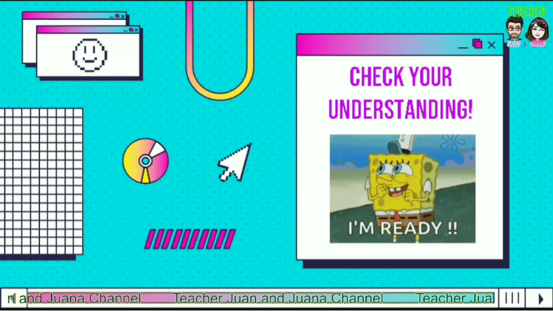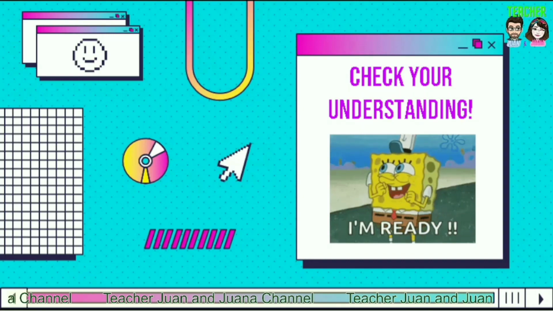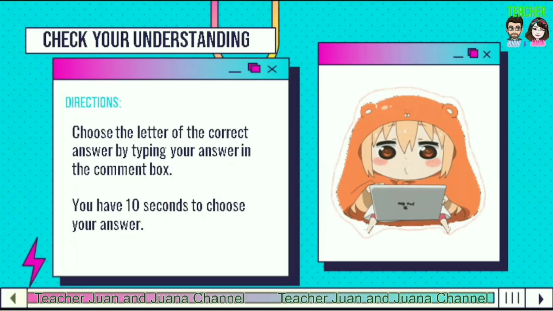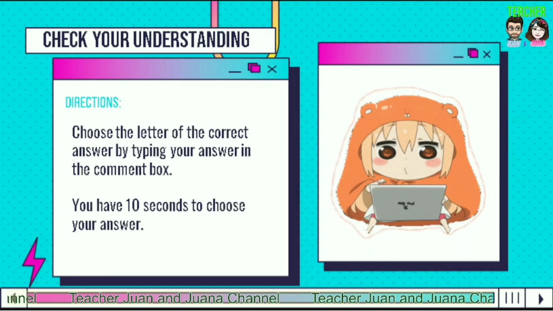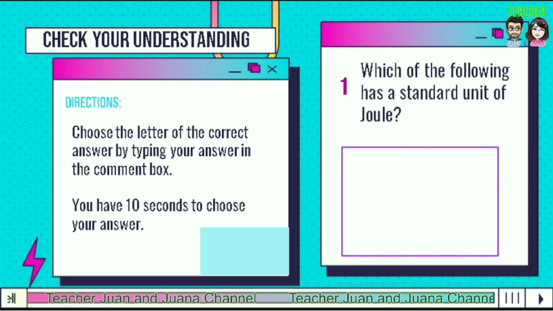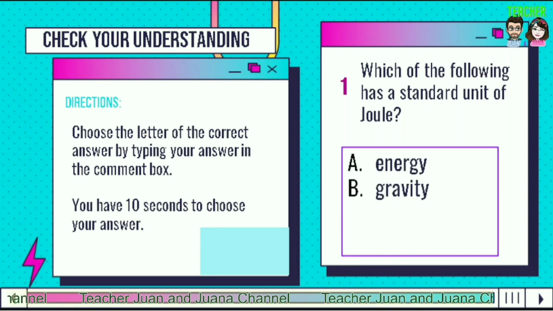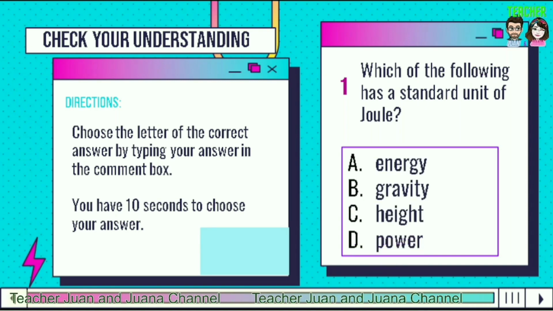Let us check your understanding. Are you ready? Alright. You are going to choose the letter of the correct answer. Type your answer in the comment box. You have 10 seconds to choose and type your answer. Number 1. Which of the following has a standard unit of joule? A. Energy, B. Gravity, C. Height, or D. Power?